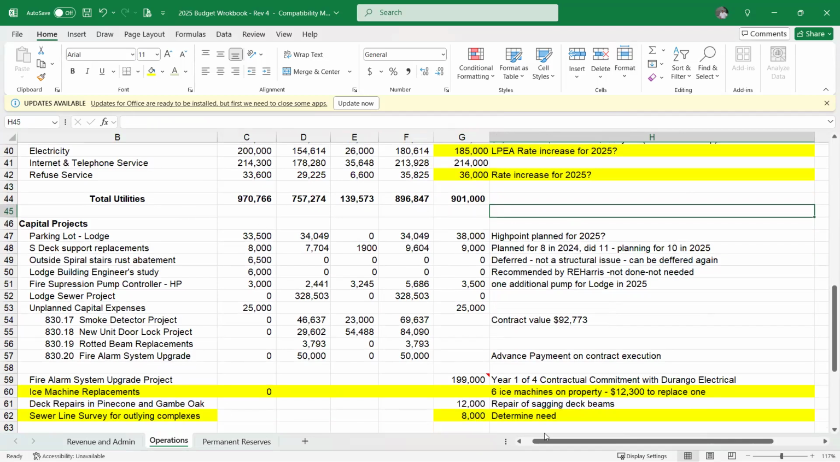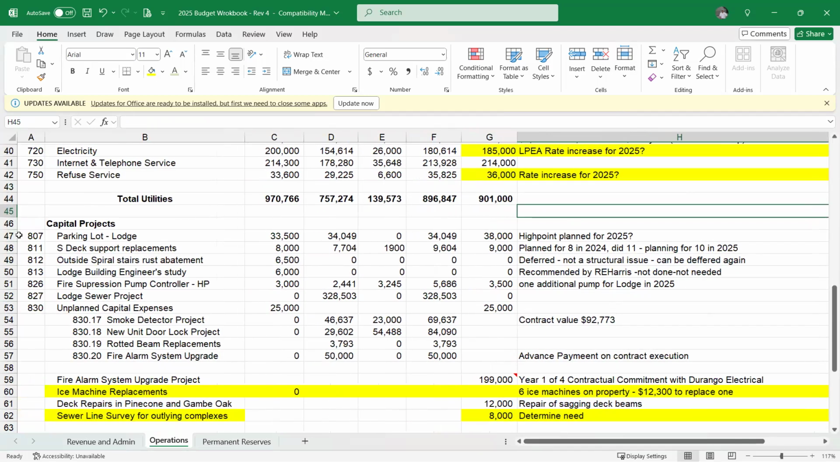Capital projects. So we did the Lodge parking lot this year. Is it High Point for 2025, Bobby? Exactly what the record shows. And I think that's the bid, right? The estimate? Yes. Yep.